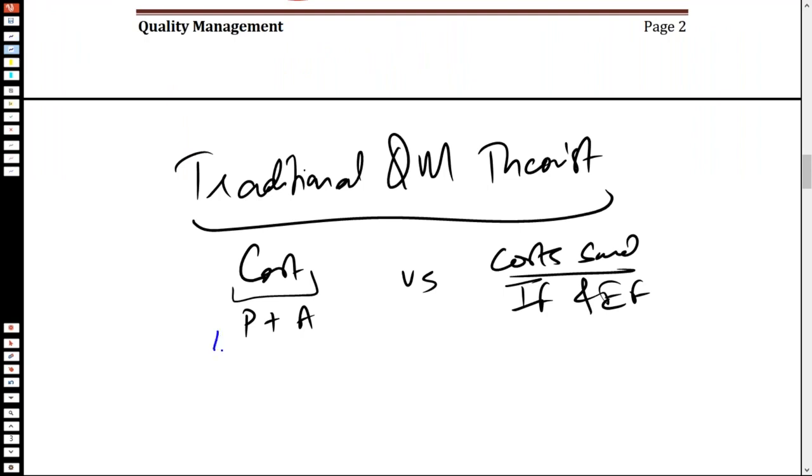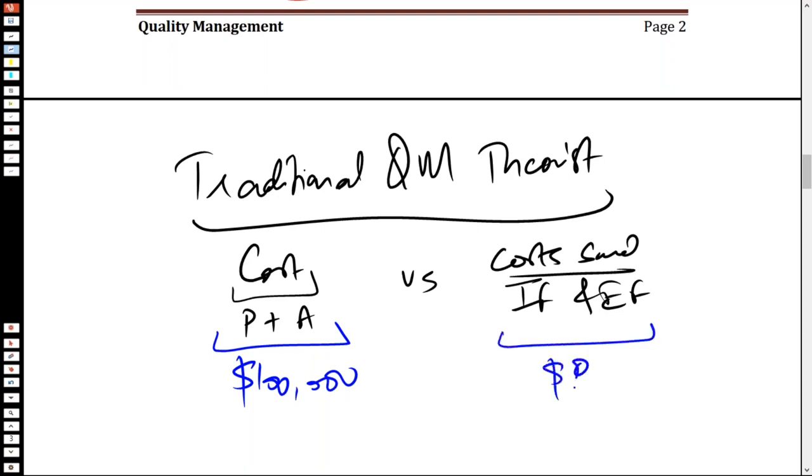So for example, if you have incurred a cost of, let's say, $100,000 here, and the cost that you have saved here is, let's say, $80,000, then the traditional quality management theorists would say, why do we need to incur this cost? Don't incur this cost. Let the failure happen.